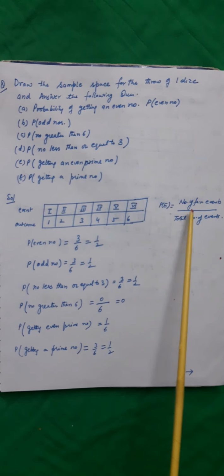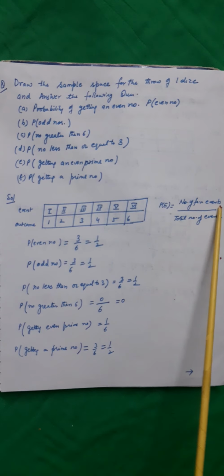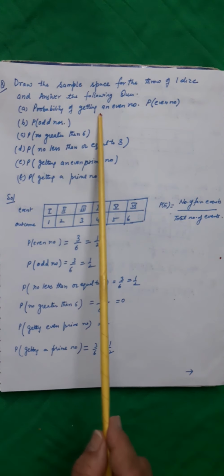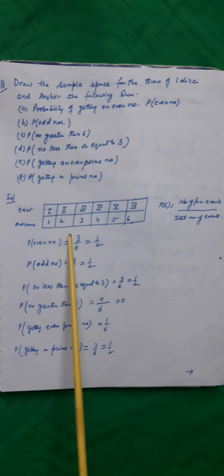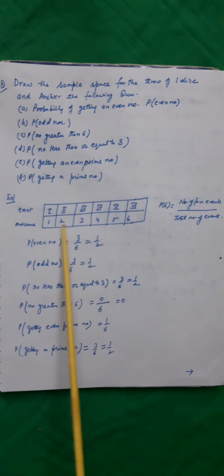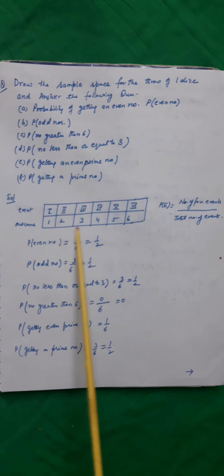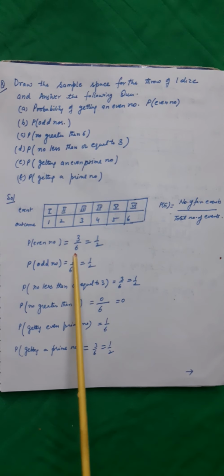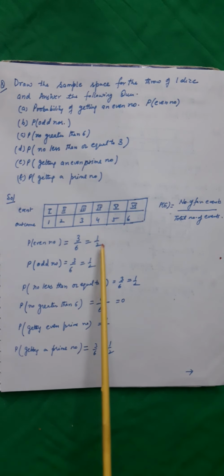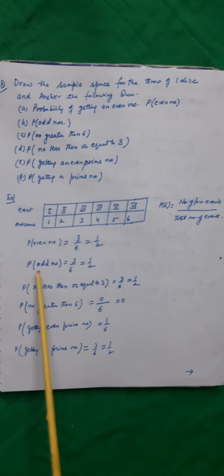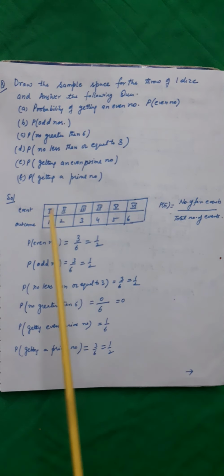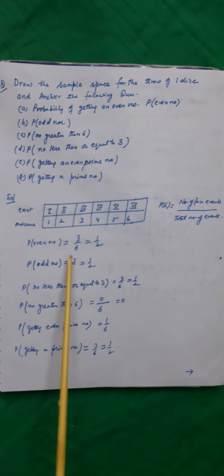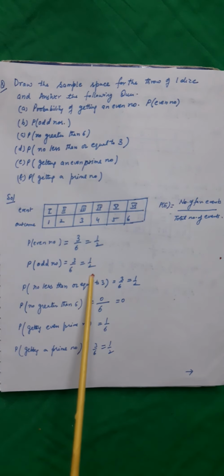We know the probability of an event is the number of favorable events upon the total number of events. Therefore, the probability of getting an even number would be 3 by 6. There are 3 even numbers from all these 6 possible events. Therefore, favorable are 3 and total are 6, which is equal to 1 upon 2. Probability of an odd number: the odd numbers are 1, 2, 3, so 3 are favorable, 3 upon 6, that is again 1 by 2.